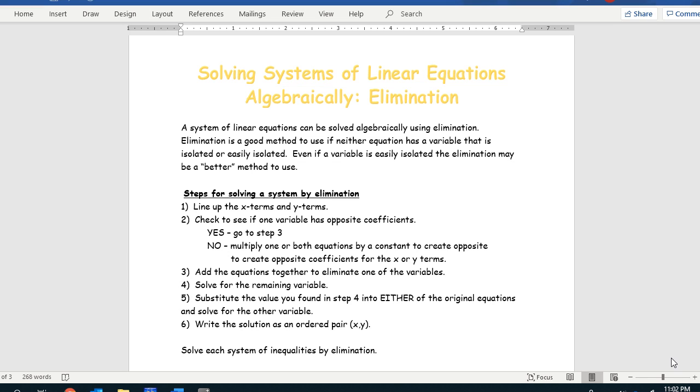What's up, young mathematicians? Today we're going to talk about solving systems of linear equations algebraically, and we are going to use the elimination method.